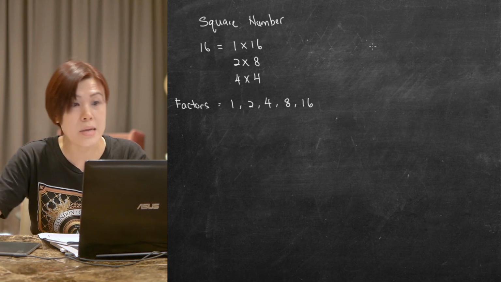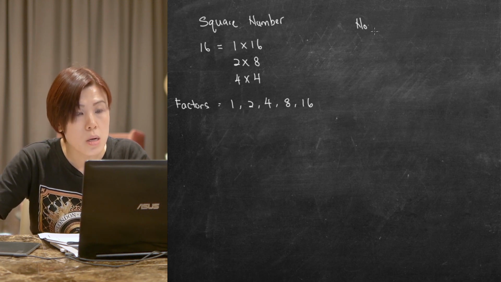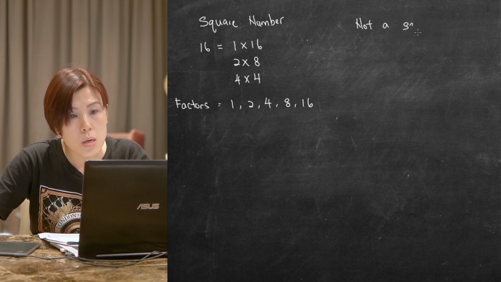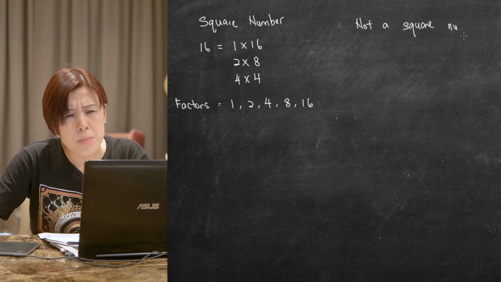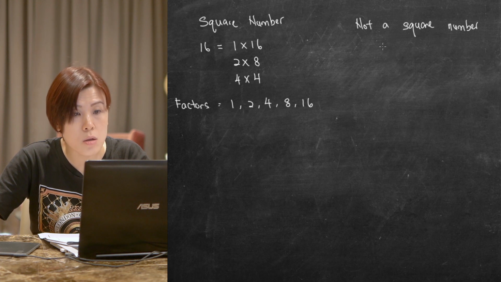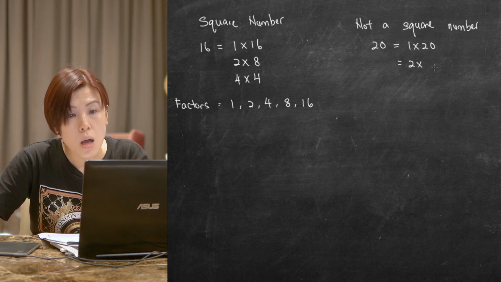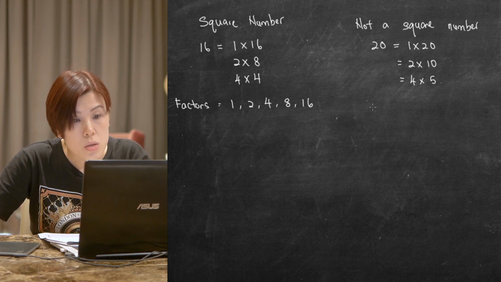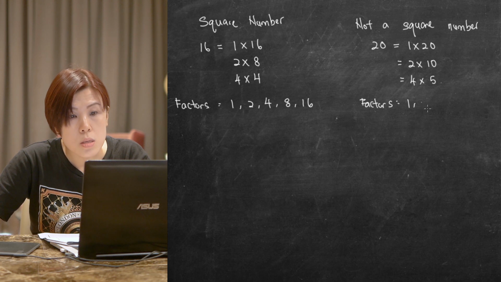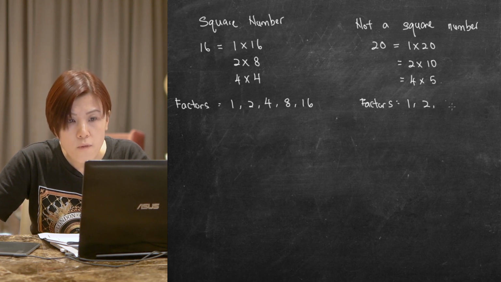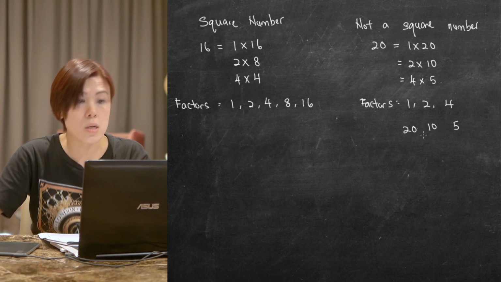Okay, let's take another number which is not a square number. Maybe we take 20. 20 is not a square number. So for 20, we have 1 times 20, 2 times 10, and 4 times 5. These are all the factors of 20. So the factors of 20 are 1, 2, 4, 5, 10, and 20.